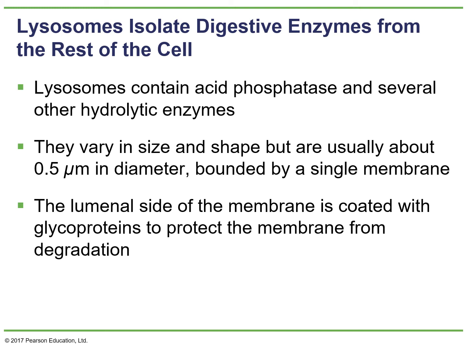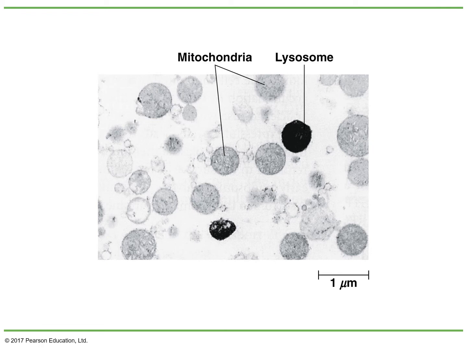Lysosomes vary in size and shape, but they are usually around 0.5 micrometer in diameter and are bound by a single membrane. The luminal side of the membrane is coated by glycoproteins, which actually protects the lysosome from being degraded. This figure shows how the lysosome is labeled using cytochemical localization of acid phosphatase that is found in the lysosome. Here, the acid phosphatase was labeled, and eventually labeling shows the deposits of electron-dense lead phosphate inside the lysosomes.